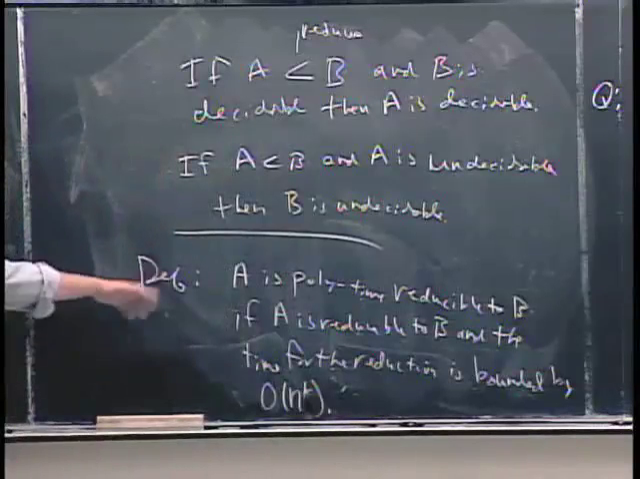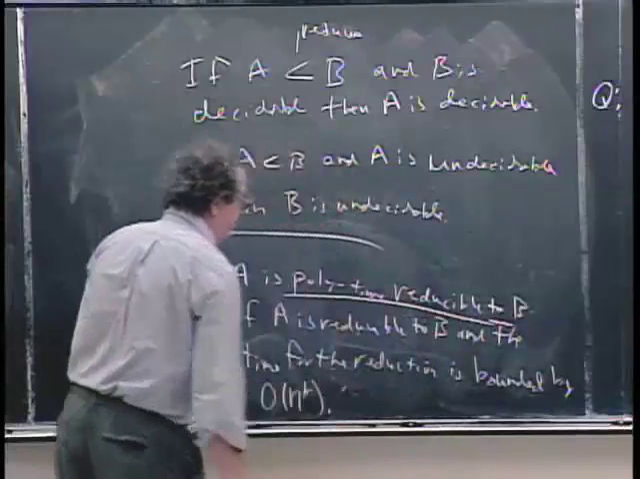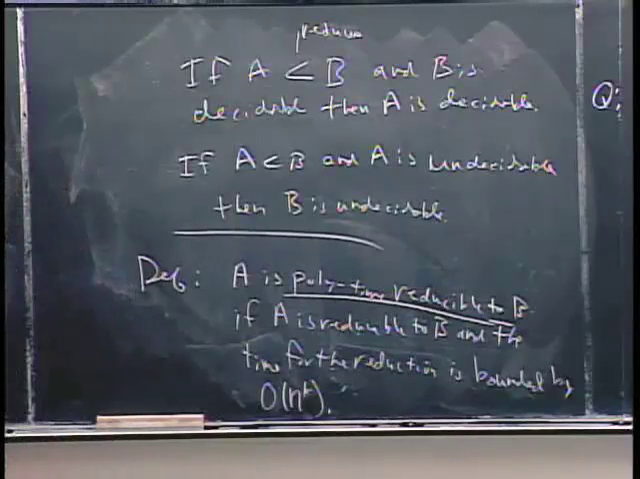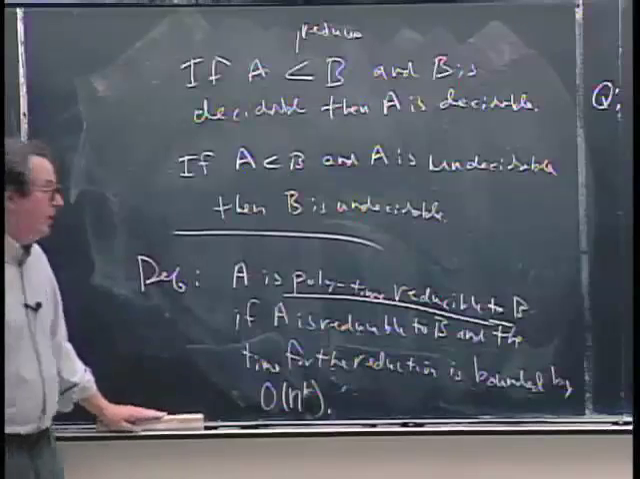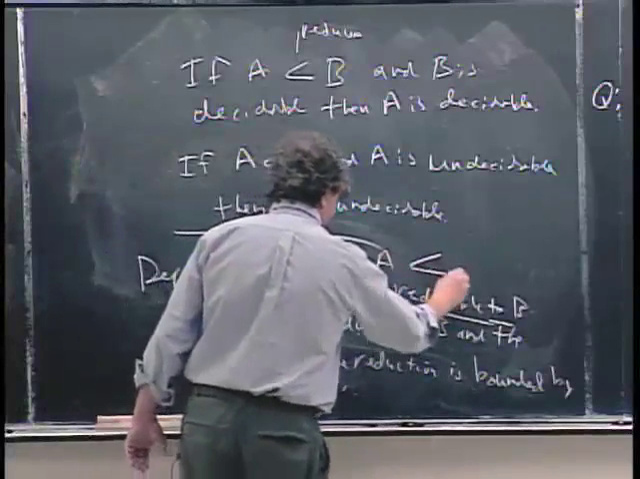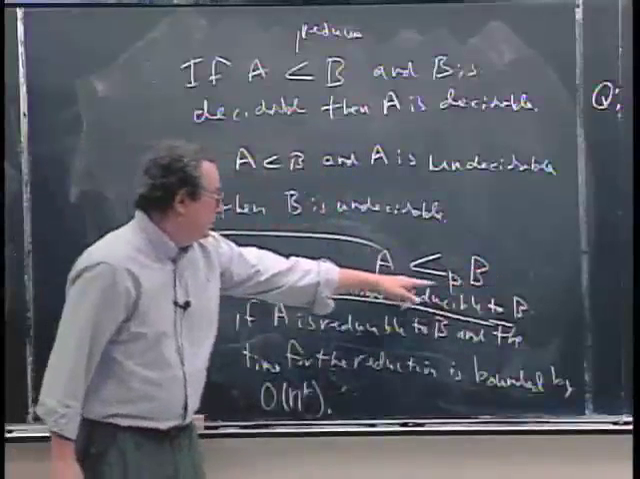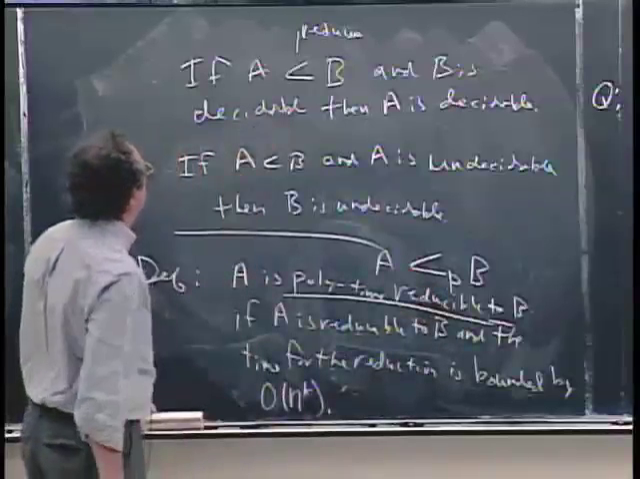So this definition is just defining really what it means to be polynomial time reducible. It means this picture. Okay? And the way that's written is A is polytime reducible to B. We put a little p here. All right?